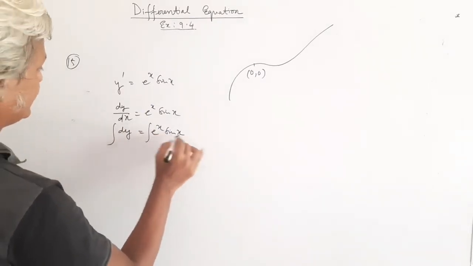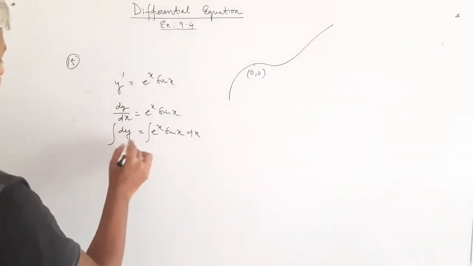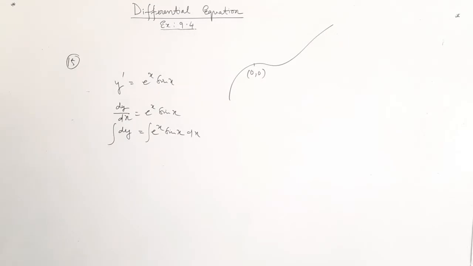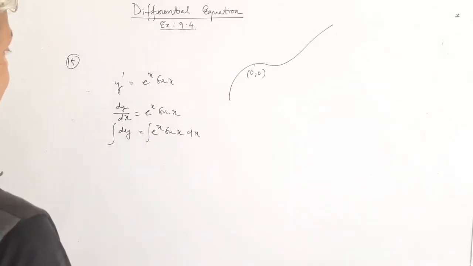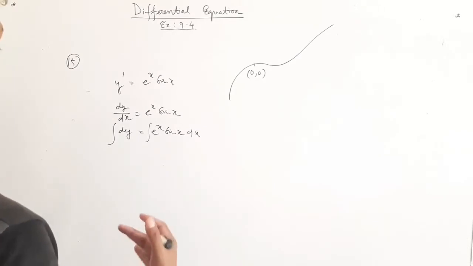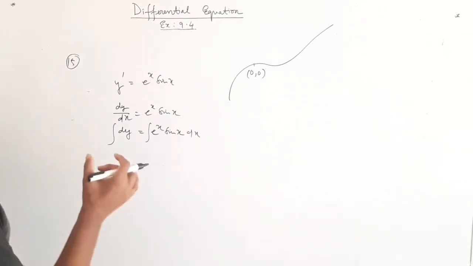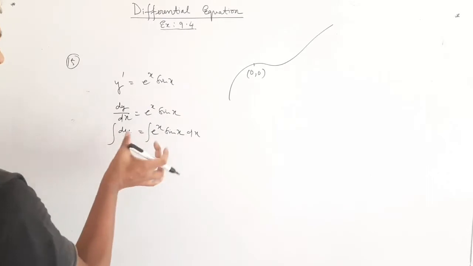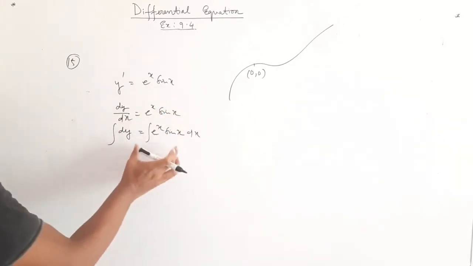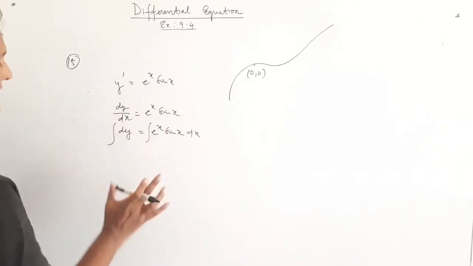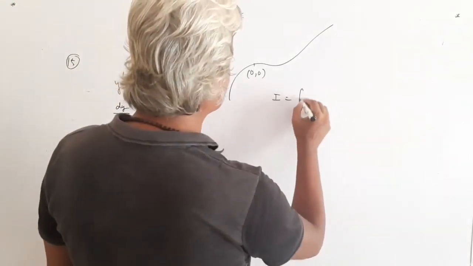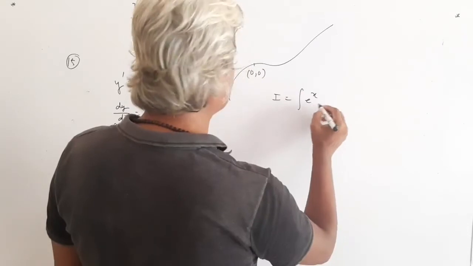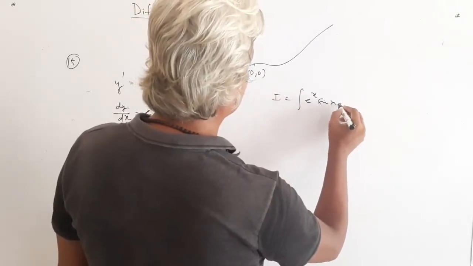Now we have to integrate them. This one is integration by parts, and we have solved this kind of question before. I would like to solve this one separately, and then I'll put the value of this whole integral directly in one go. That I think is the better idea. So let me write this expression: I is the integration of e to the power x sin x dx.